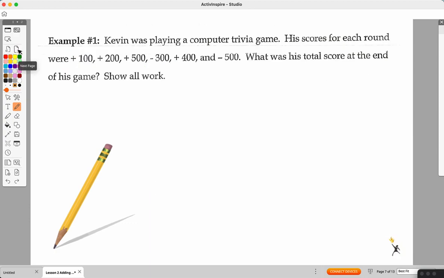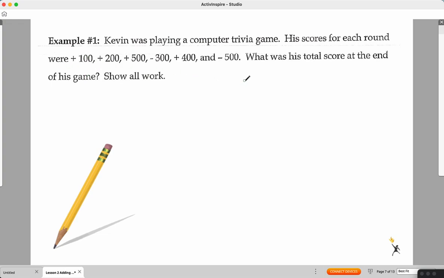Kevin is playing a trivia game. He scores in each round +100, +200, +500, -300, +400, and -500. What's the total score at the end of the game? Well, here's how we work it out. There are many different ways. You could go straight across and just add them up. You could add all your positives, add all your negatives, then subtract. Or you can use a little bit of logic. I'm going to go ahead and do the second way first, then we'll talk about the logical method.